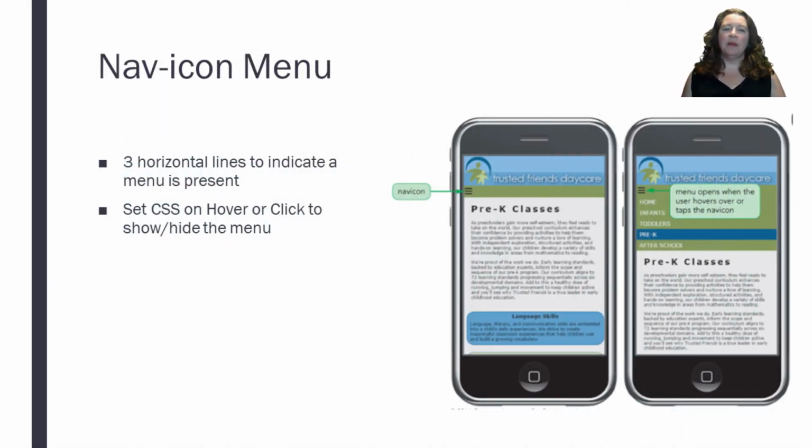The last thing we're going to talk about is our Navicon menu. So this little Navicon, there's a couple of words for it. Navicon is one of the main ones. Some people call it the hamburger symbol. It's the three little lines in a cell phone, generally in a cell phone, that say that there's a menu underneath me.